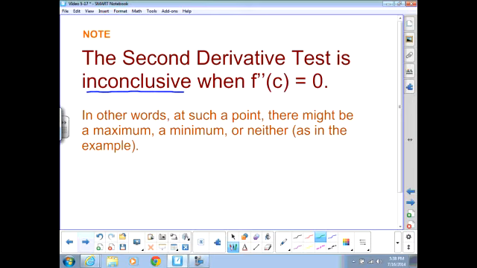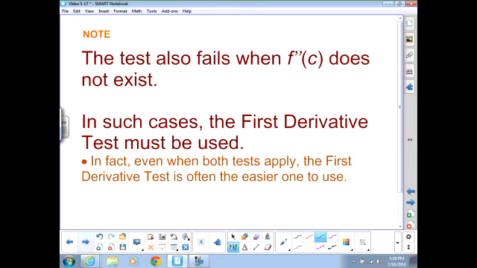The second derivative test is inconclusive if you get back 0 for the second derivative. What that means is it could be a max, it could be a min, or it could be neither. The fact that this could sometimes be inconclusive is another reason why using the first derivative test to determine local maxes and mins is often a better idea. Another problem with this one is if f prime of c doesn't exist, f double prime of c doesn't exist, then we can't use the second derivative test. We would have to use the first derivative test anyway.